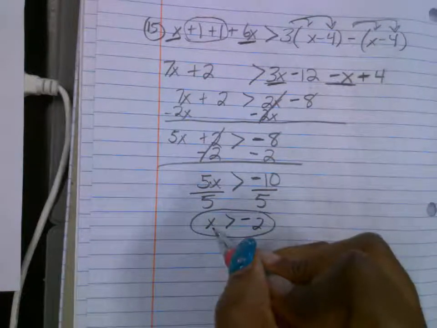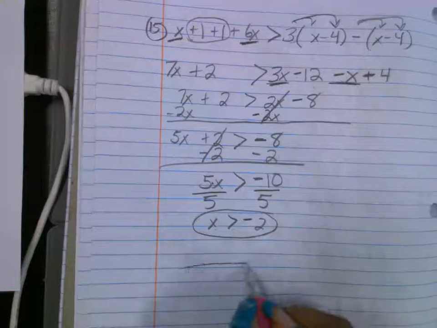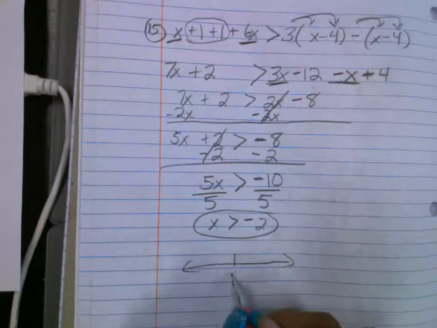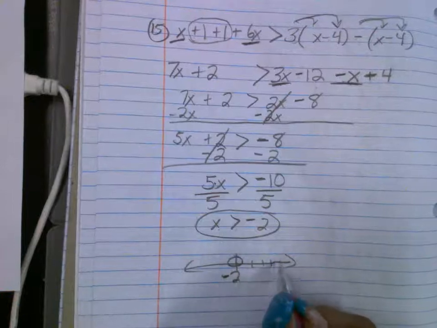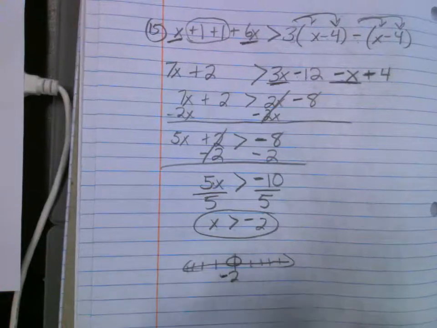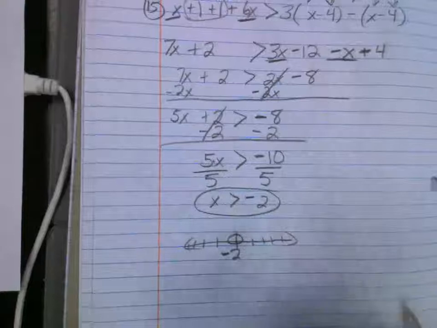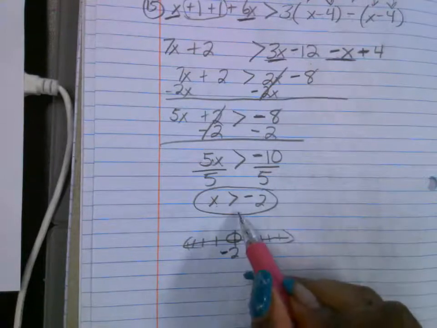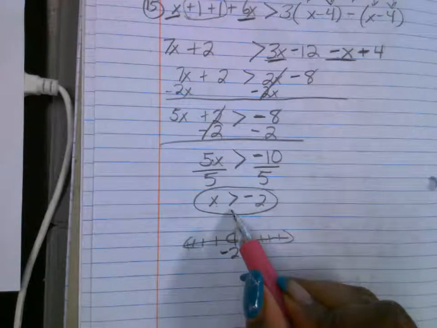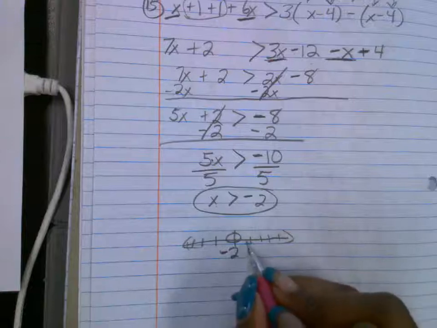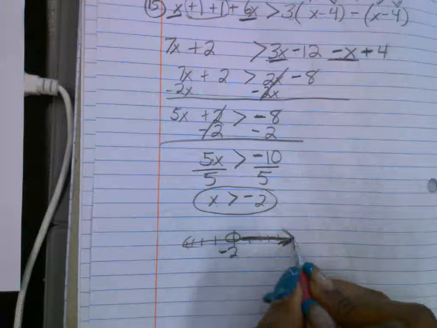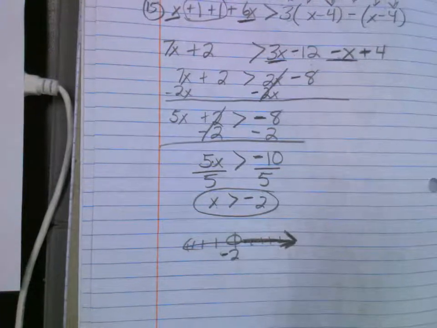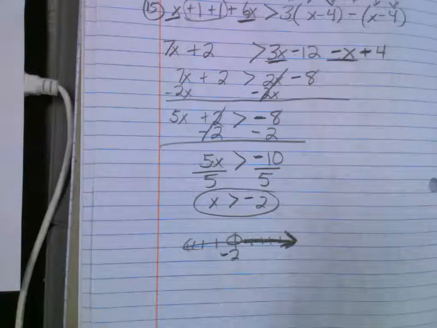Your values for x are greater than -2. So find -2 on the number line, put a circle above it, put a couple points on this side, and a couple on that side, okay? Do not shade it in because it's not equal to. Values that are greater than -2 are to the right. Okay? Hope you got that one right.